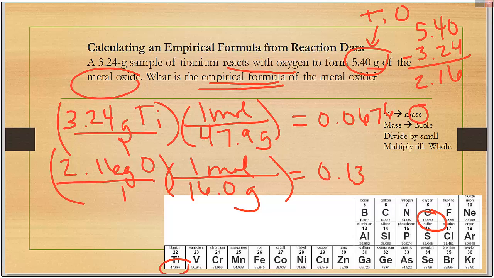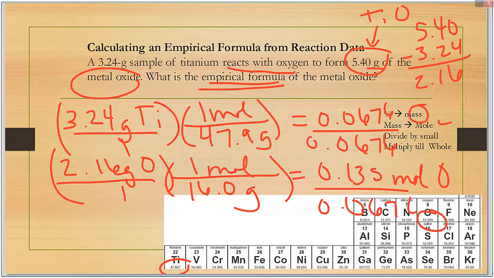So percent to mass, mass to mole, divide by small, 0.0676 divided by 0.0676. So we know we have Ti is 1. 0.135 divided by 0.0676 is approximately equal to 2. So it's TiO2 is your final answer. And that's how you get the empirical formula from the percent composition.